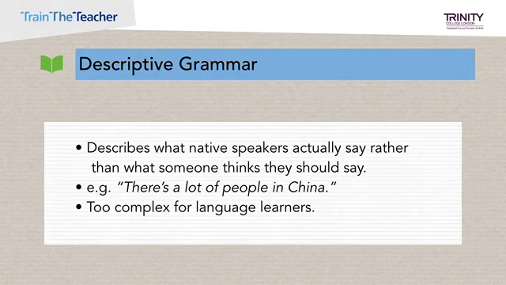Descriptive grammar describes what native speakers actually say, rather than what someone thinks they should say. People often say, "There's a lot of people in China," for example. It's not technically right, but it still sounds normal, and no one would really bat an eyelid if a native speaker said it. But should we teach this? Ultimately, probably not. Descriptive grammar is often too complex for language learners, with too many unpredictable variables.